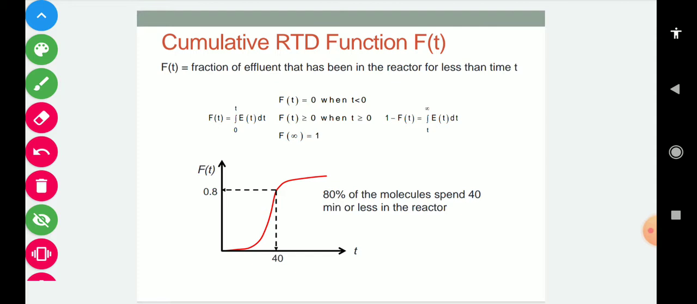So F(t) equal to 0 when t is less than 0. It means we have not injected any tracer. Because we have not injected, this F(t) will be 0 for time t less than 0. And we injected tracer at time t equal to 0, so for t equal to or greater than 0, we should have some positive value of F(t).